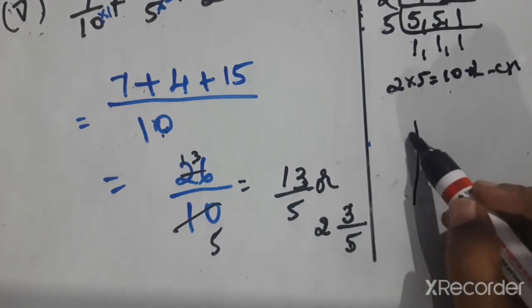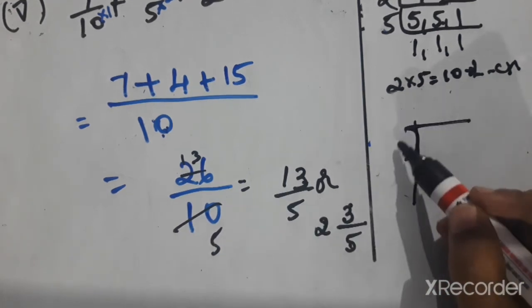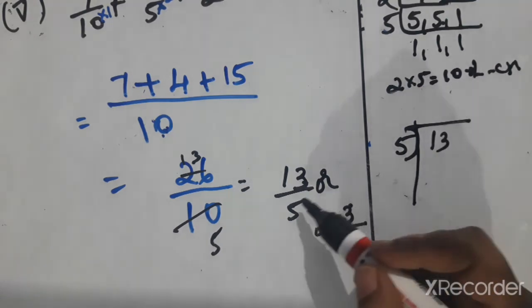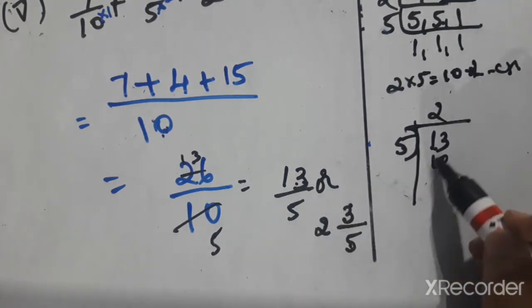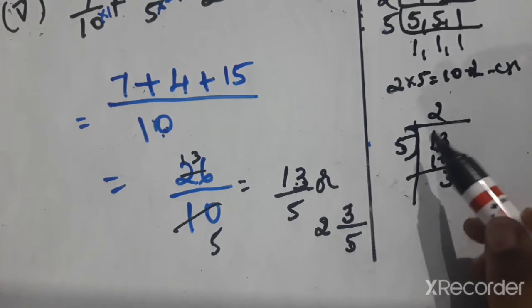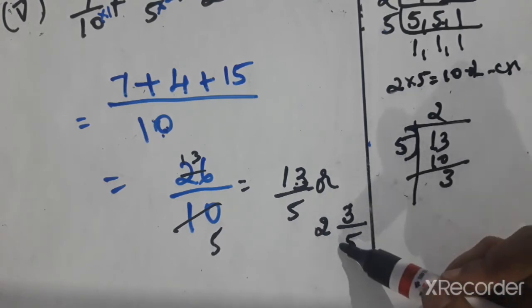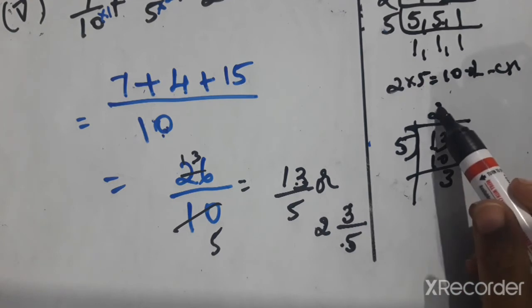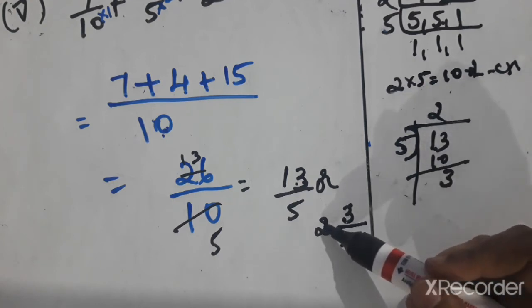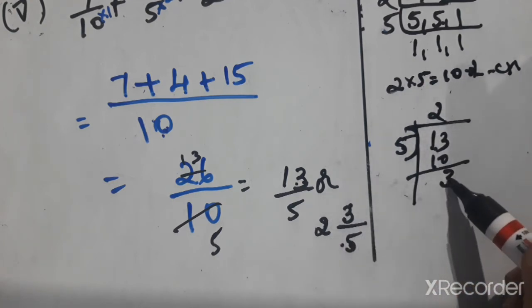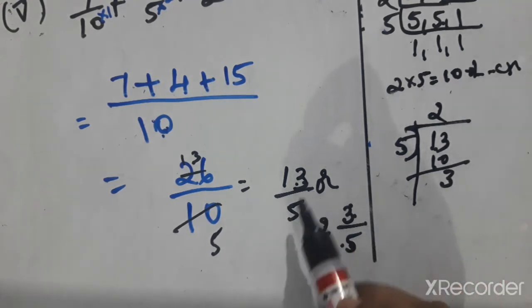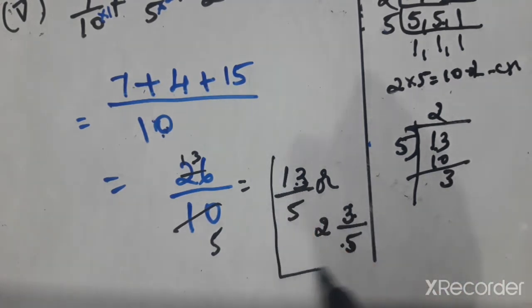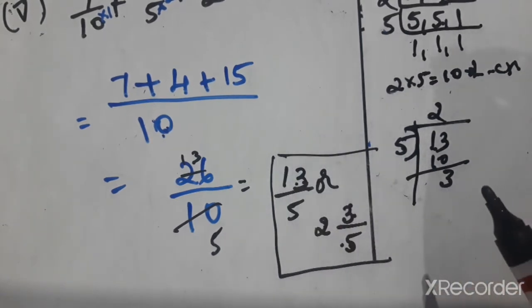Otherwise we can divide and check, children. 5 into 13, divisor 5 and 13. 5 2s are 10, 3 remainder. So for this, 5 is the denominator, quotient is 2 here, and remainder 3 as numerator. So 13 by 5 or 2 and 3 by 5.